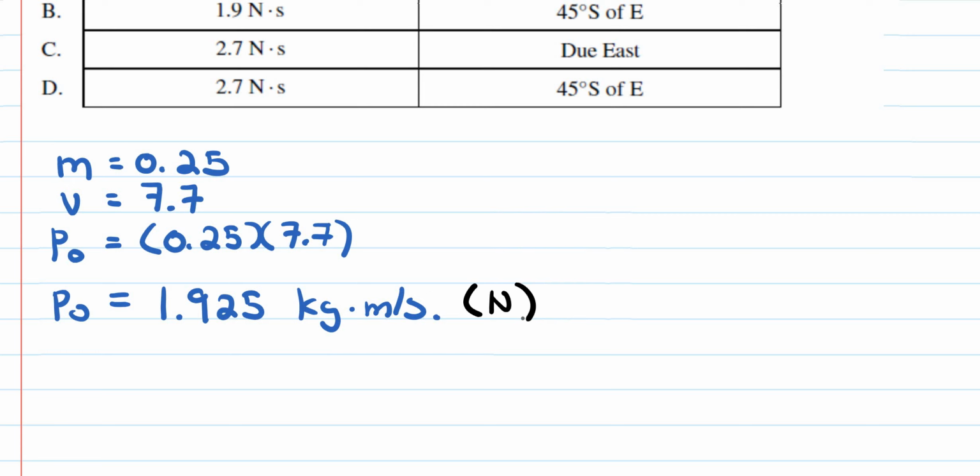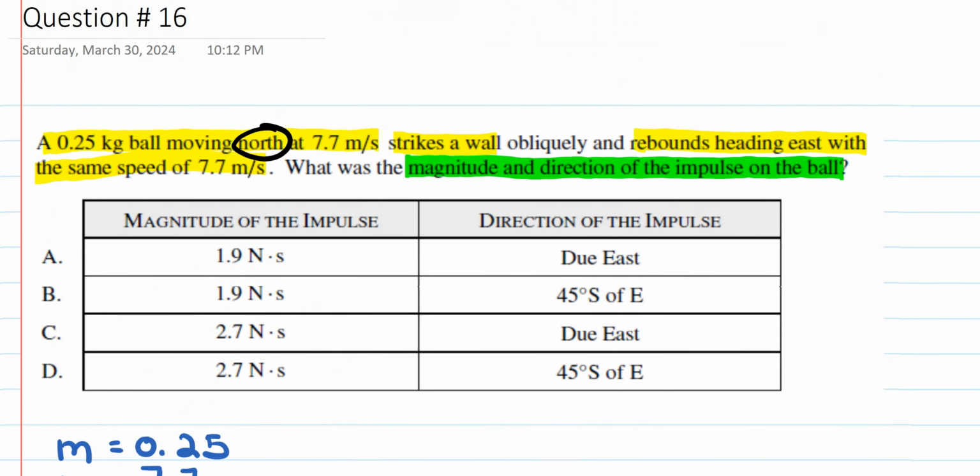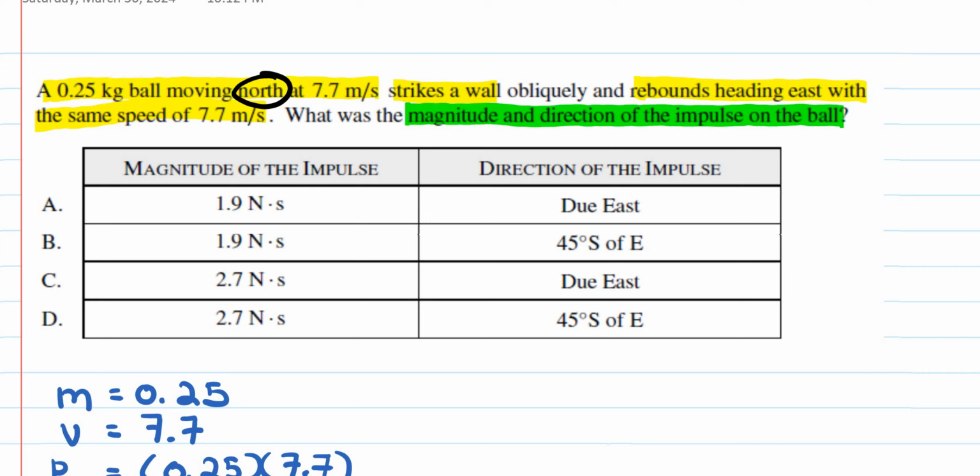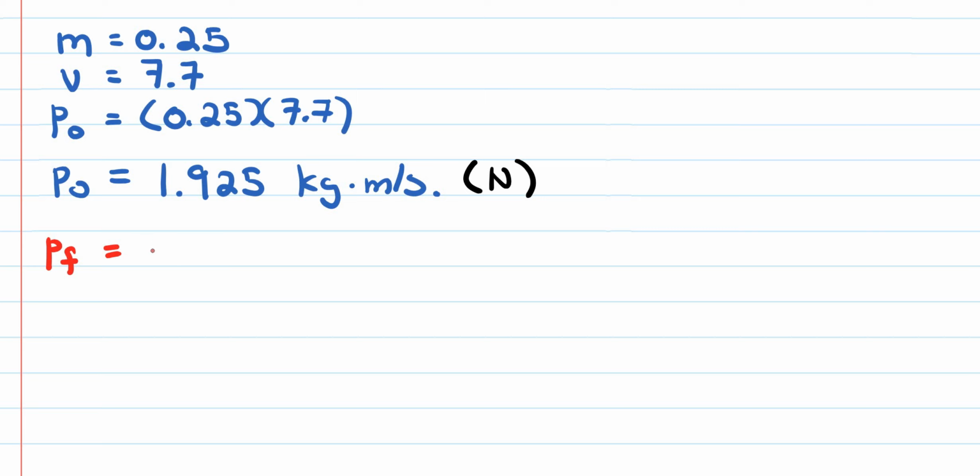Okay. And it also turns out that the final momentum here can also be calculated pretty quickly, because the question pretty much states that once we hit the wall, we rebound with the same speed. All right. So if we have the same speed, and if the mass is 0.25, then the magnitude of the final momentum is also going to be 1.925 kilograms times meters per second. And this is actually going in the east direction.